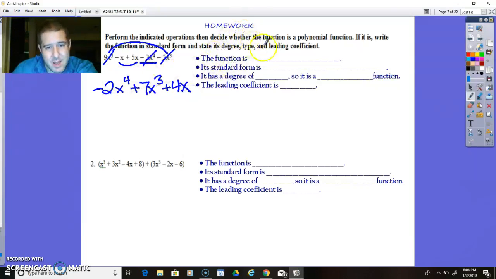All right, so this function is quartic. It's a polynomial, yes. Standard form, I already did that. Its degree is 4, so it's quartic. And the leading coefficient is negative 2.